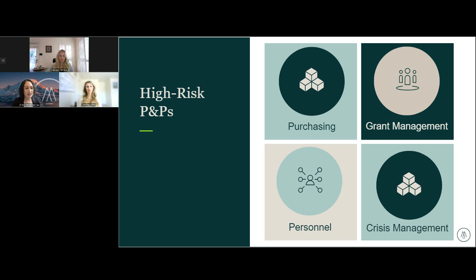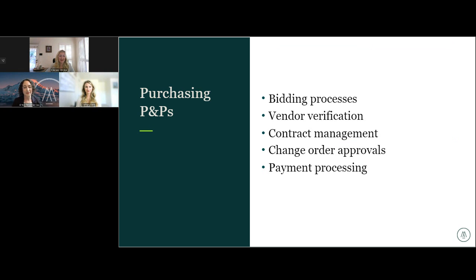So there are 4 areas that we'll go through: purchasing and procurement as one, grant management as one, if that's applicable to your organization, personnel policies, and then finally crisis management. So I'm going to hand it over to Chelsea to kick us off with purchasing and procurement. Thanks, Annie Rose. And I think it's also important that we're looking at these 4, but my goodness, when I think about other high-risk areas, I also think of IT. These are not solely just the 4 high-risk areas. These are just the ones that we wanted to highlight today.